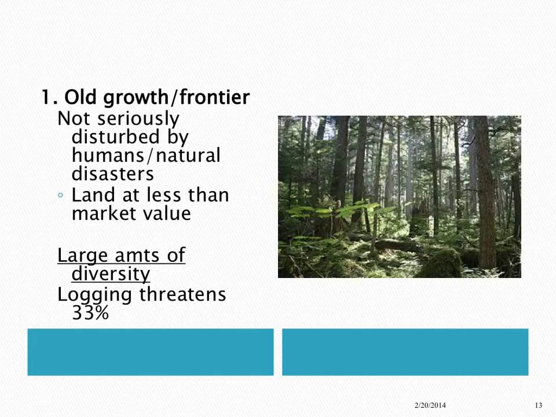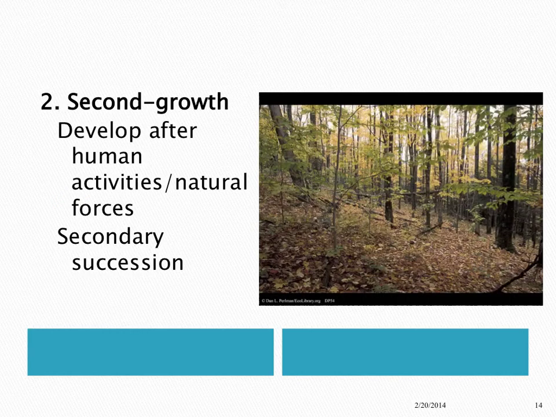That is old growth. They've been around for hundreds, if not longer, years. Not seriously disturbed by humans. They're very natural, and go through natural succession. Land is sold at less than market value because it's basically not worth a lot of money. Large amounts of diversity. The problem is there are logging companies that do want to go in and devastate these areas. So old growth, again, think big mature trees.